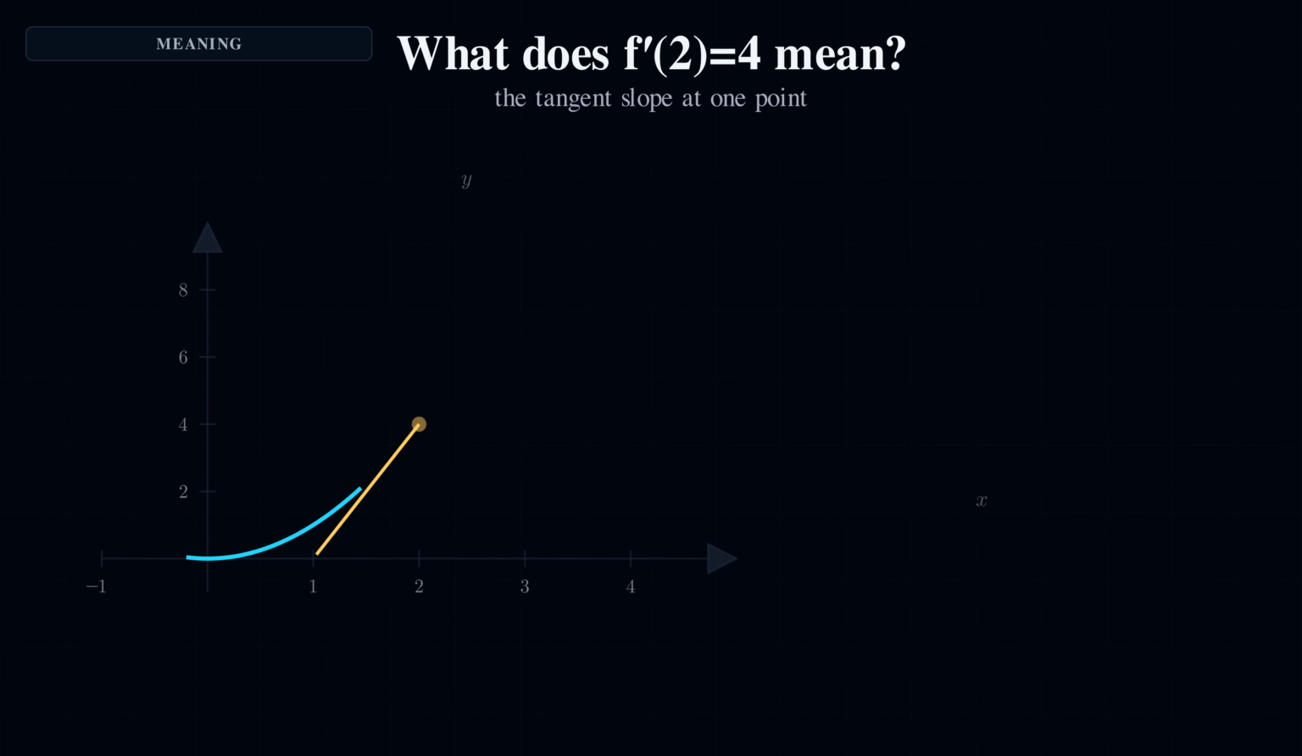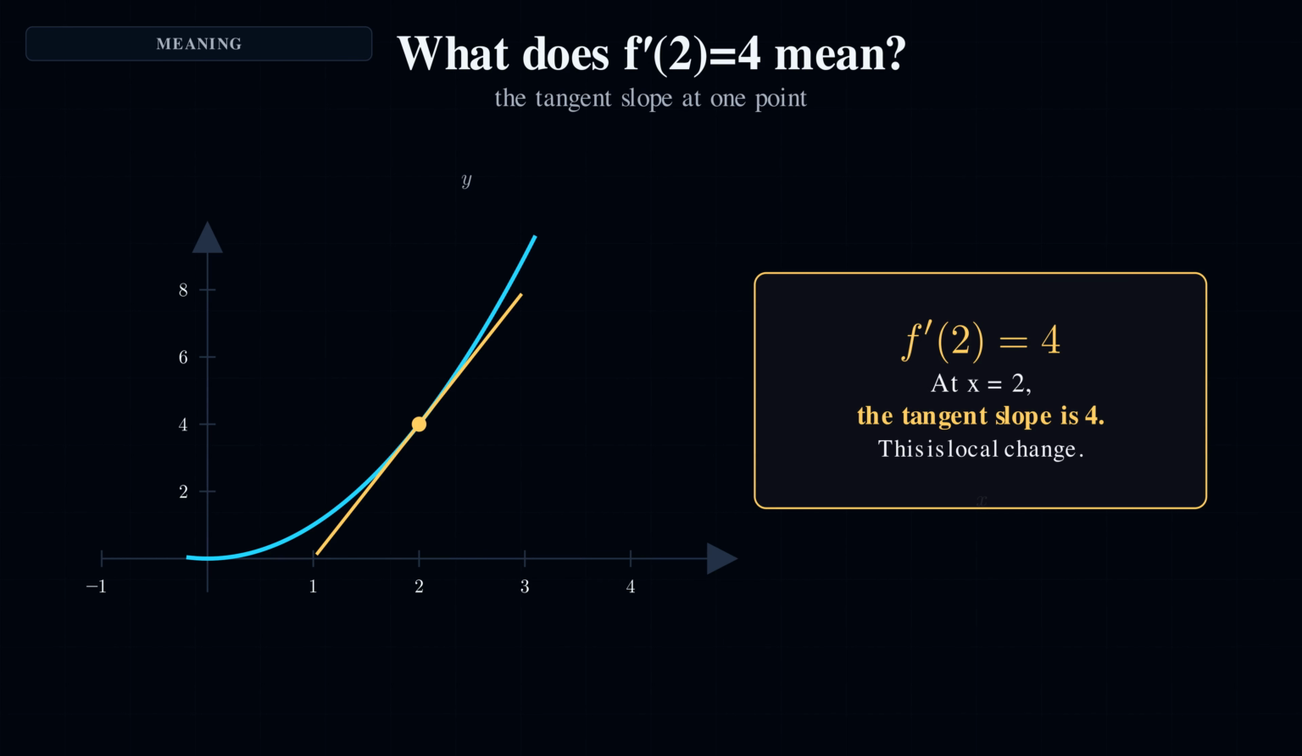What does the answer 4 mean? It means that at x equals 2, the curve y equals x squared has tangent slope 4. Near that exact point, a tiny change in input produces about 4 times as much change in output. This is local information. It describes what the function is doing right there. That is the power of the derivative.